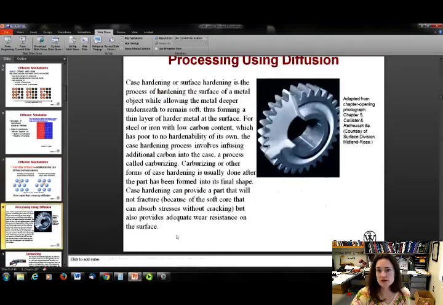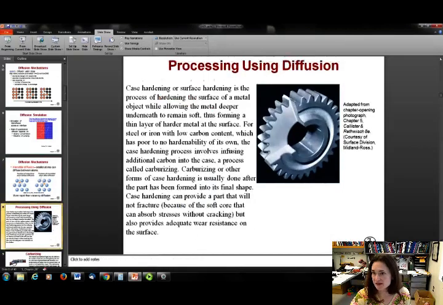Now, you might be wondering why we care about this at all. And the fact is that we've been using diffusion to alter the properties of materials for quite some time, and we continue to do so. You might have heard of case hardening or surface hardening. And this is the process of hardening the surface of a metal object while allowing the metal underneath to remain soft and pliable. So what that does is it makes a thin layer of harder metal at the surface. This is really useful in steel, okay?